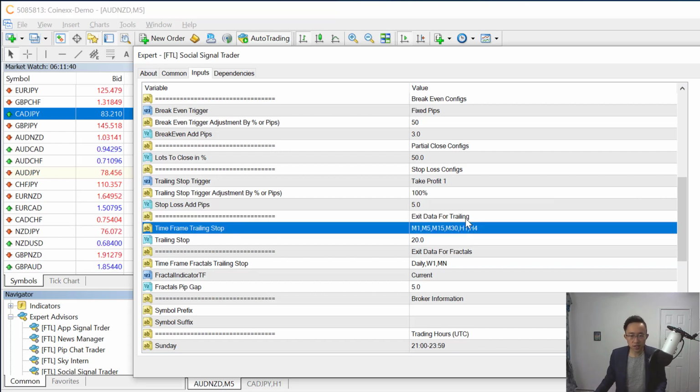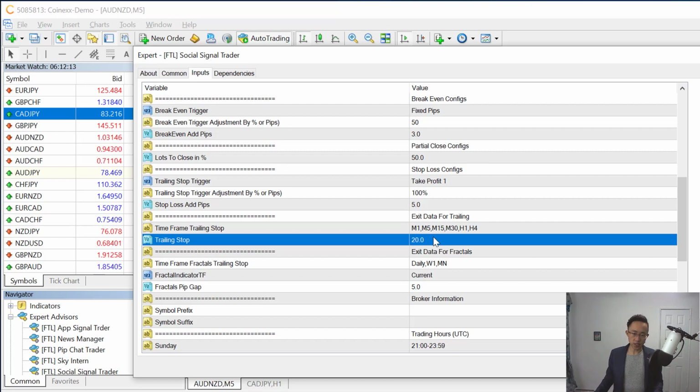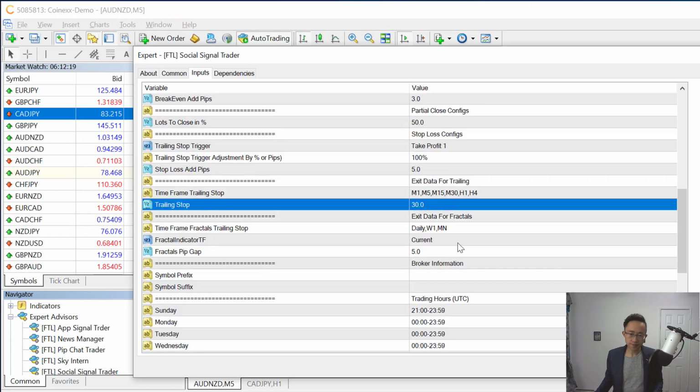This traditional trailing will trigger for these time frames. Because if your trader is sending out signals in mixed time frames, they might not always be M15, they might be H1 or H4 sometimes. So this allows you to select what kind of trailing logic you want for different trades in different time frames. So for these time frames, I want to set a trailing stop to 20, and you can change it to 30, and it goes by number of pips.